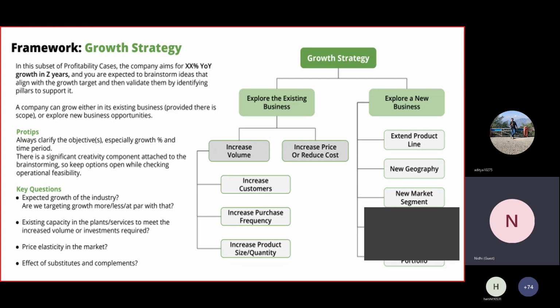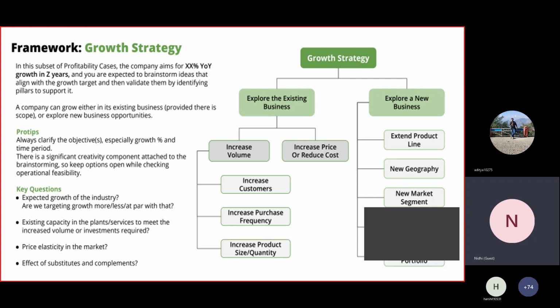So let's cover again. Okay, when we talk about growth, there are two avenues that we can grow through, right? Either we explore the existing business or we diversify into a new business. When we talk about existing business, how can we grow? Either we increase the volume of the existing products, or we increase the price. That's how we are growing in our existing business.